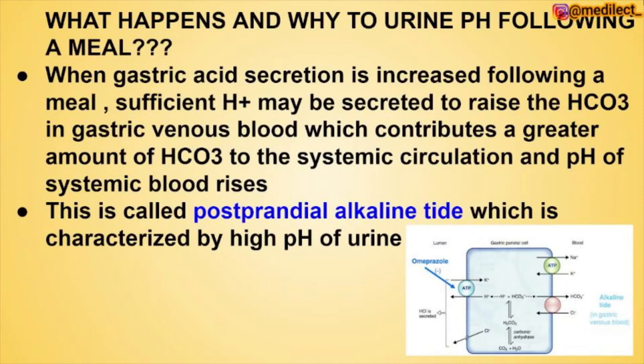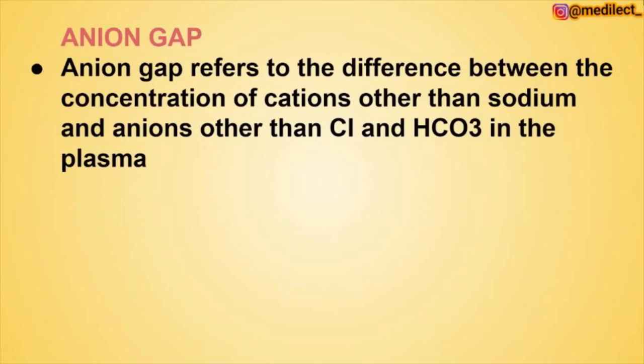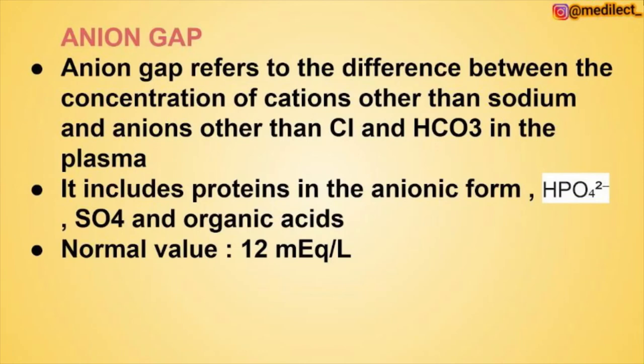Now, anion gap. Anion gap refers to the difference between the concentration of cations other than the sodium and anions other than the chloride and the bicarbonate in the plasma. It includes the proteins in the anionic form, that is the hydrogen phosphate and the sulfate and organic acids also.